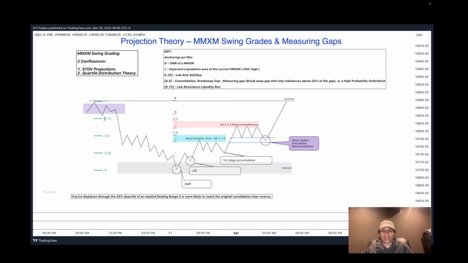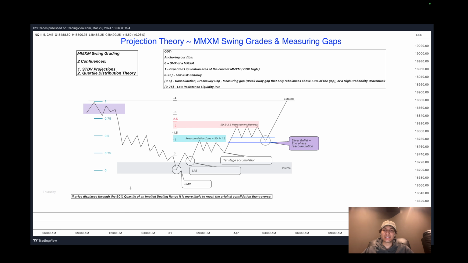In between, we have the 0.75, the equilibrium, and the 0.25 quartiles or swing grades, which we're going to be using for our analysis. And we're going to be looking at different internal dynamics of price in between each of these levels. Some people think of this as an implied dealing range. You can also just call it a swing grade. They mean the same thing. Okay, in addition to that, we're also going to be looking at something called measuring gaps. Now, measuring gaps are something that we can expect in a certain region of this swing grade or implied dealing range, and that's why we're also going to have to expand on that topic as well.